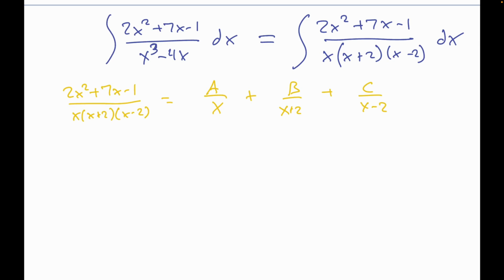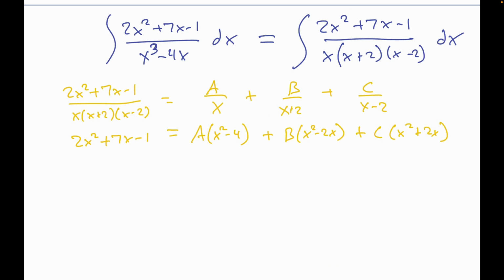Okay, we're going to cross multiply like we did before, and that leaves 2x squared plus 7x minus 1 on the left. And on A, it has the x term, it does not have the x plus 2 or x minus 2 term, so we'll multiply that with A, which is x squared minus 4. The B has the x plus 2 term, so it does not have the x or the x minus 2 term, so that would be x squared minus 2x goes with B. And the C does not have the x or the x plus 2 term, so that's going to be C times x squared plus 2x.